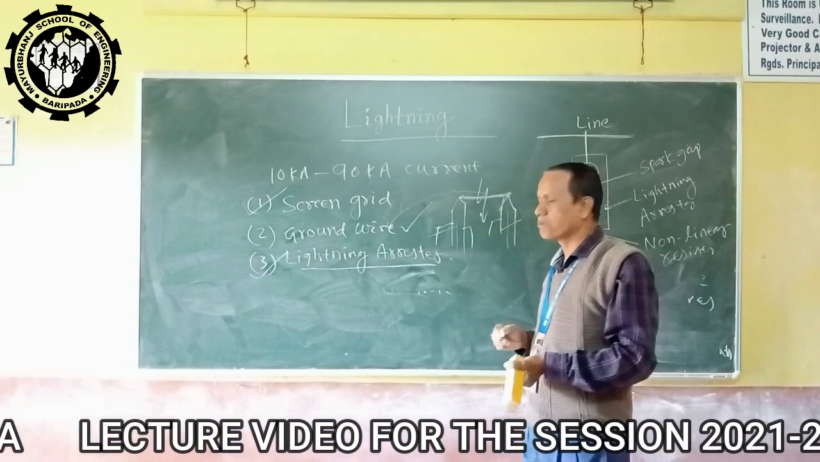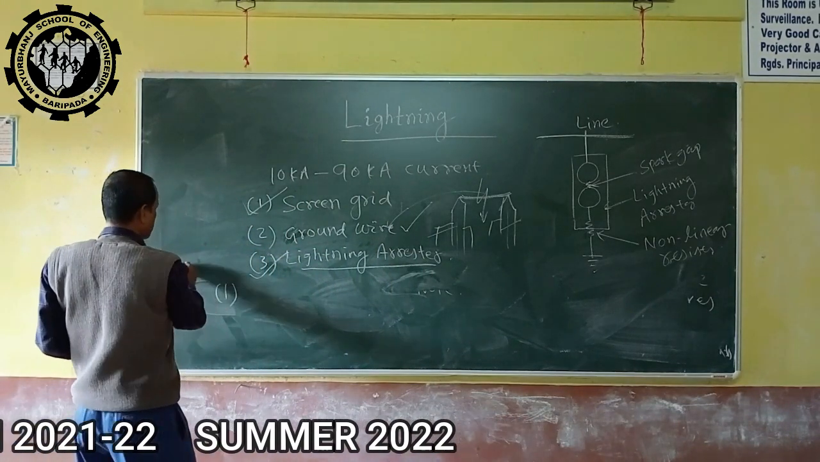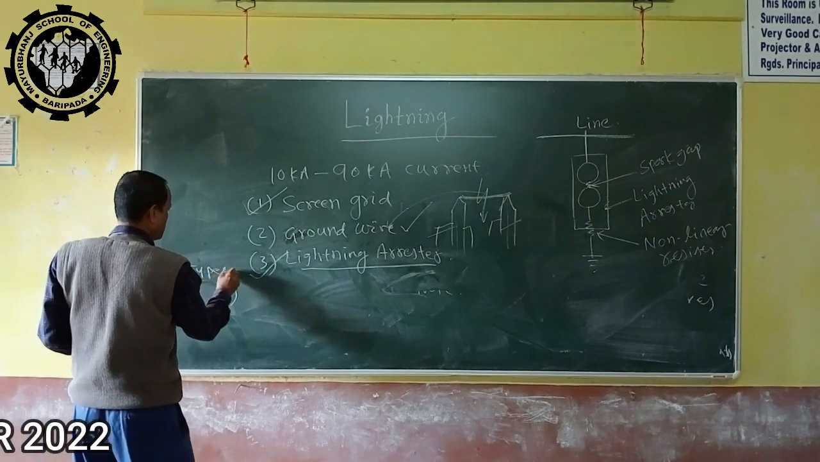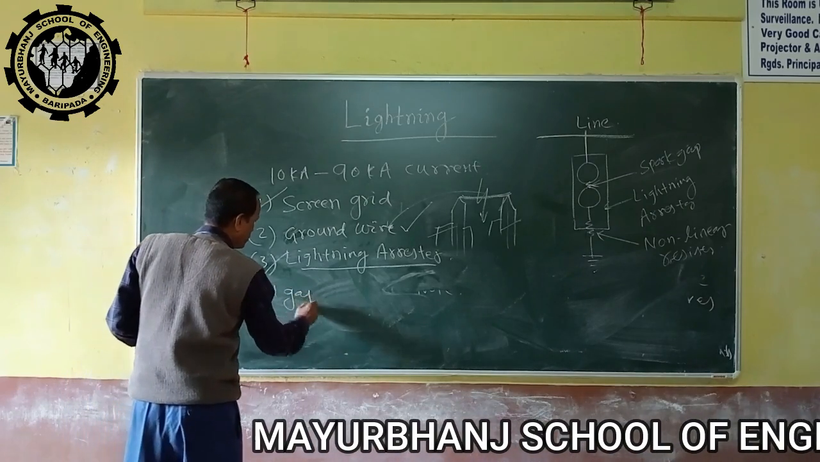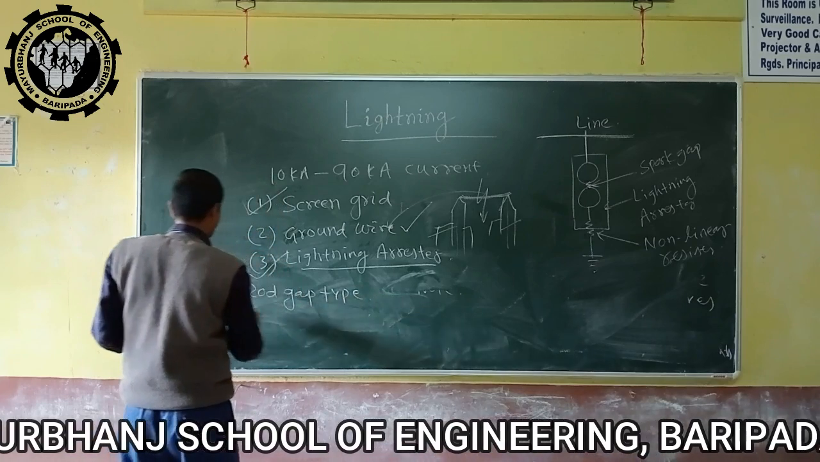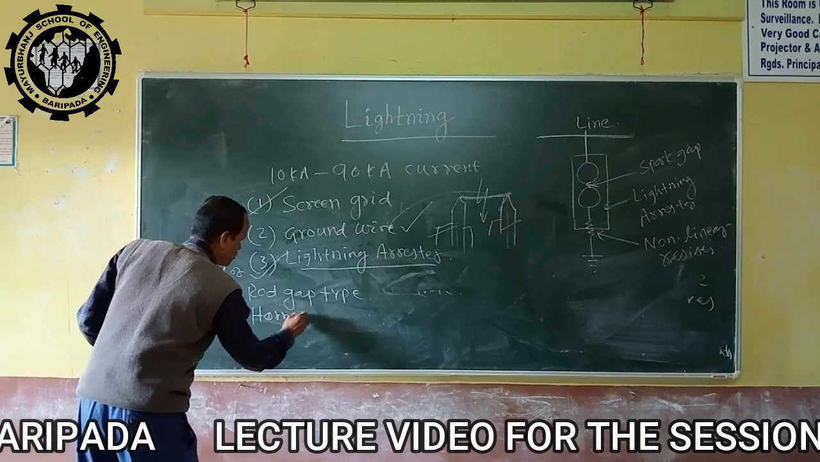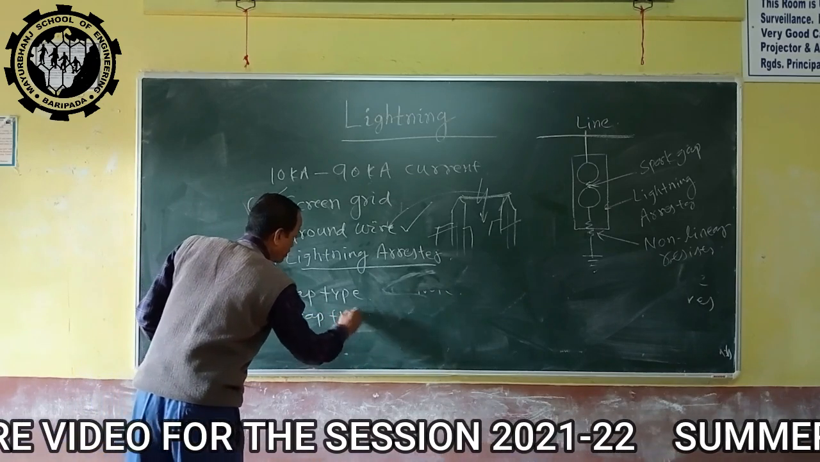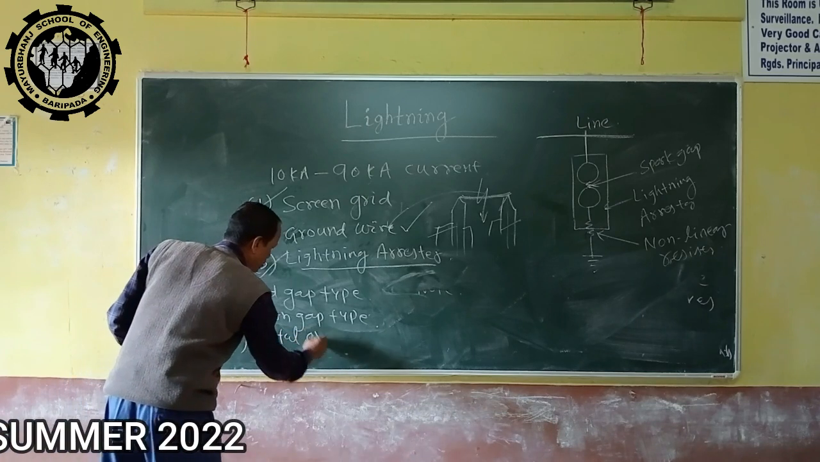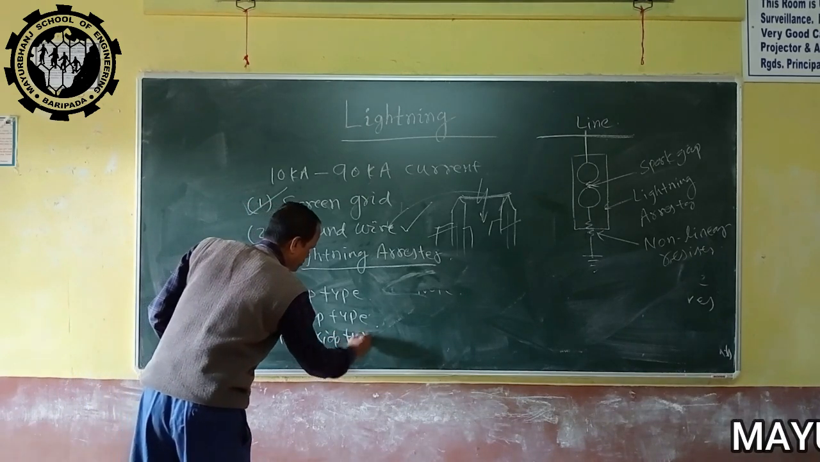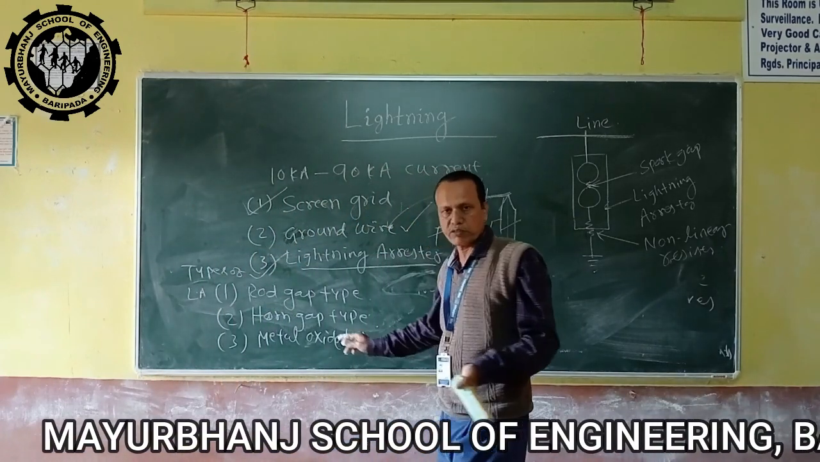There are three types of lightning arrester. First is the rod gap type. Second is the horn gap type. Third is the metal oxide type. Out of these, let me discuss only one.